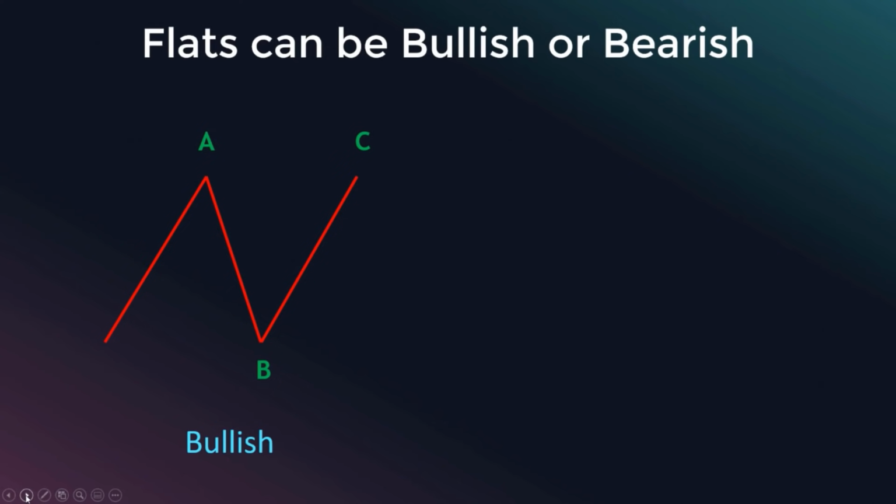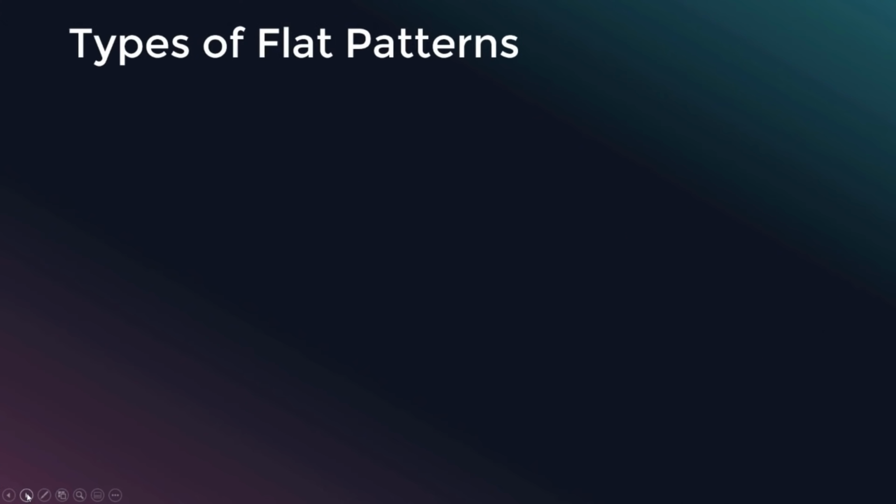Which way is the A wave? If the A wave is to the upside, and then you have your corrective B, and then your extended C, then it's considered a bullish flat. If the A wave is to the downside, and then you have a corrective upward B, followed by a downward C, that's actually considered a bearish flat. So again, the terminology can be maybe confusing at first blush, but then when you understand we're really focusing on what's the direction of the impulse A in the overall flat pattern, that's where the distinction of bullish or bearish comes from. So let's talk about the different types of flat patterns.